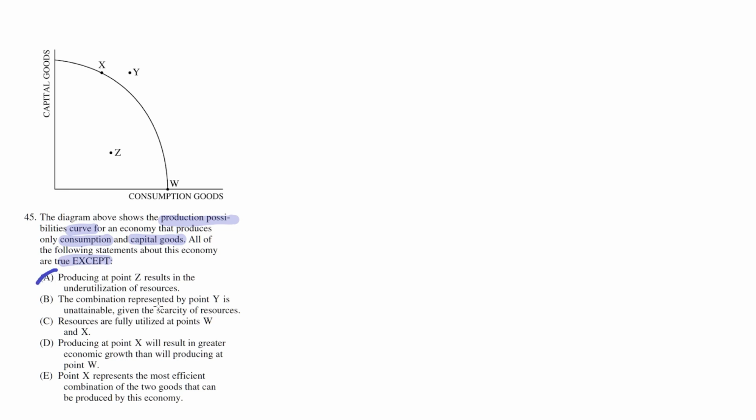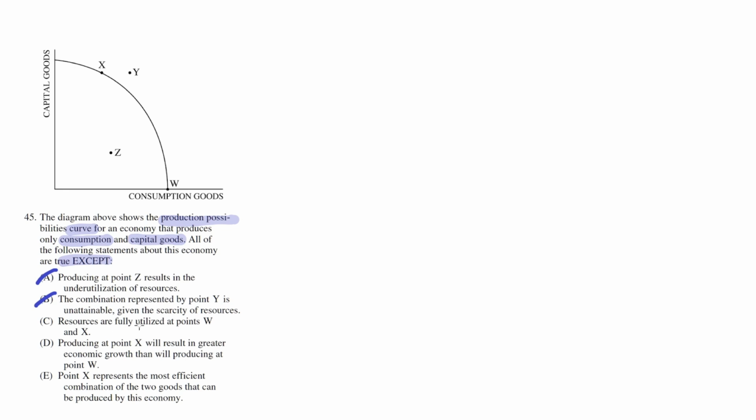B. The combination represented by point Y is unattainable given the scarcity of resources. This is also true because point Y lies outside of the curve, and any point outside of the curve is not attainable because the points along the curve are the only points that can be produced given the resources available. So point Y, as it lies outside, is not attainable. So B is also true, so we can eliminate B.